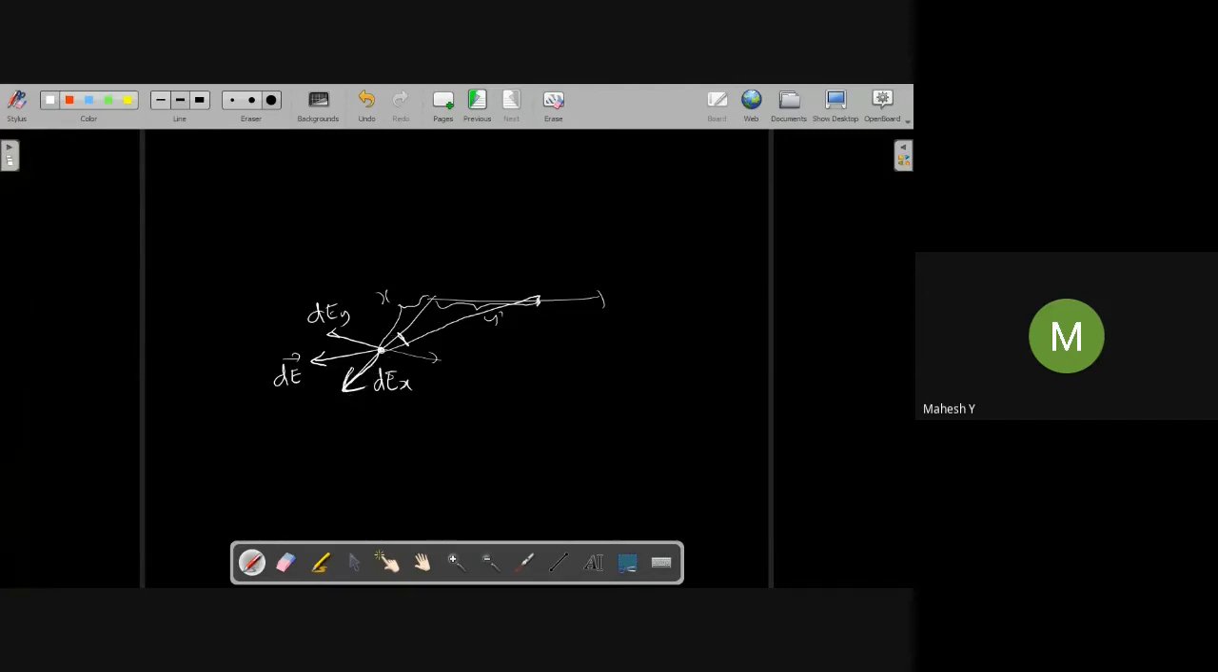Now this angle is theta. Now if that angle is theta, this angle will be theta. So dEx is which component? Adjacent component or opposite component? dEx is equal to, what is the dEx component? Adjacent or opposite? If you are not responding, I will call the names.